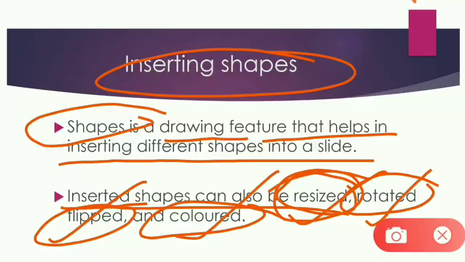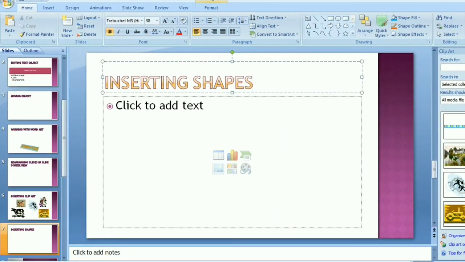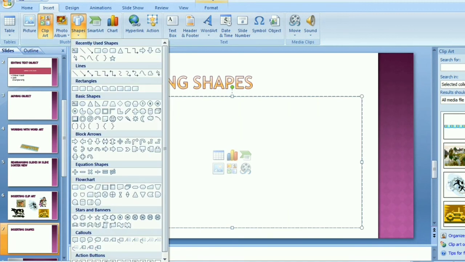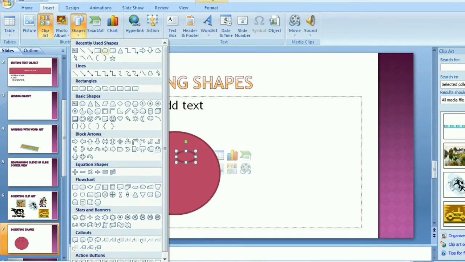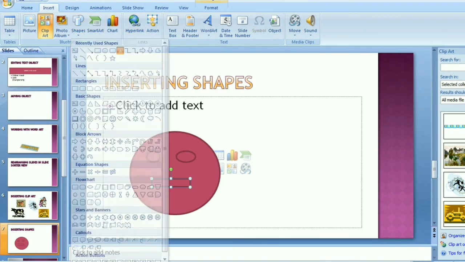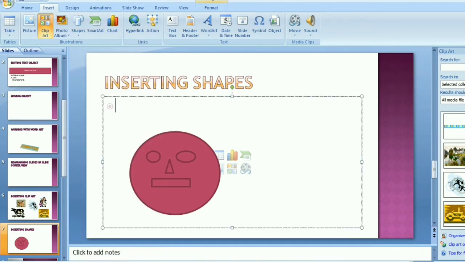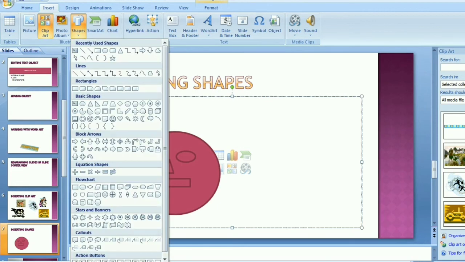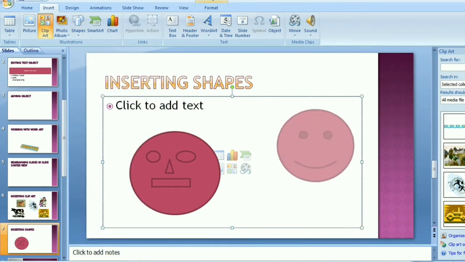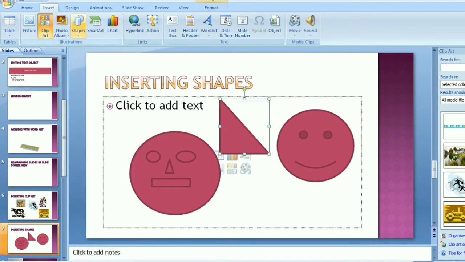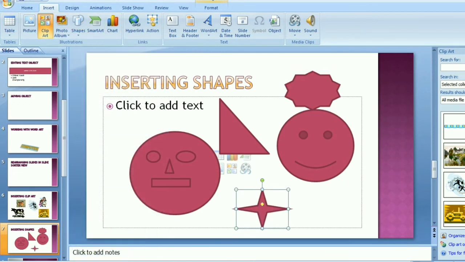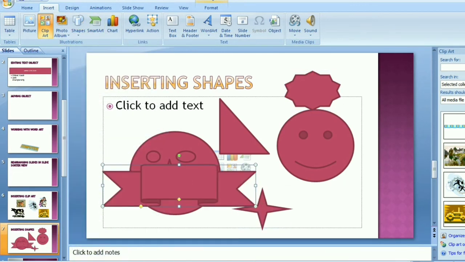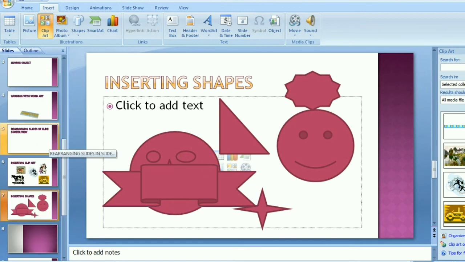Okay, for inserting a shape in our slide, there is an option of shape in the insert tab. You have to just choose the shape whatever you want to insert in your slide. Just choose it and paste it in your slide. As you can see here, I have made one face with the help of the shape. You can also insert one shape within another shape. Okay, you can also see the things whatever I am showing on your screen. Okay, this is how you can insert the shape in your slide.